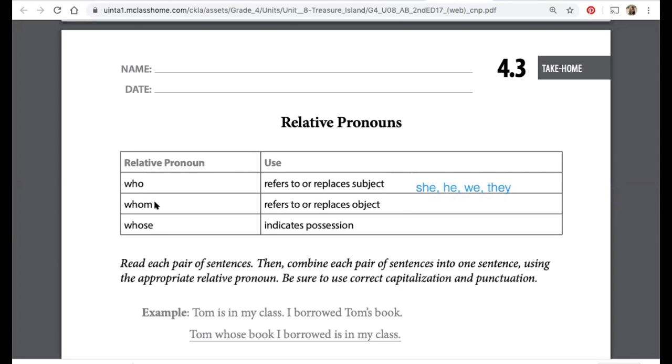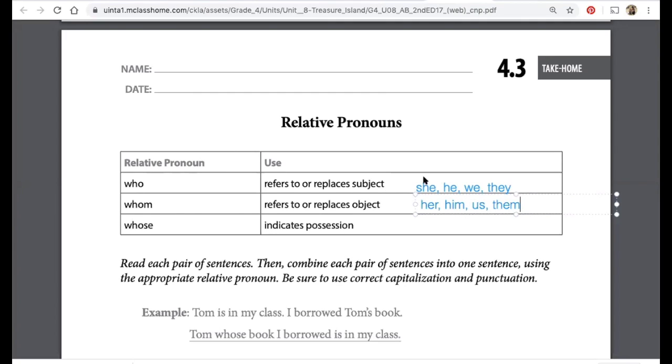What about when we get to whom? It says it refers to or replaces the object. So some of the objects in our sentences are her, him, us, them. See how they're slightly different, right? Objects are what the action is happening to. We could say she likes him. Okay, she is doing the liking. He is just being liked by her. He's receiving the action. He is the object.